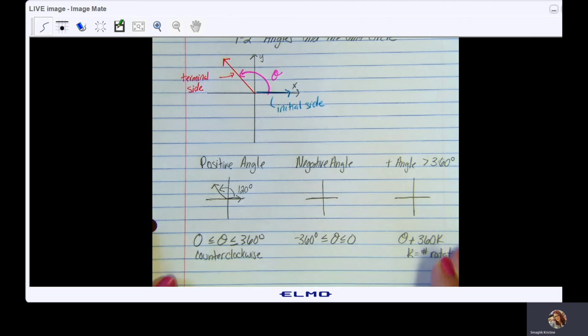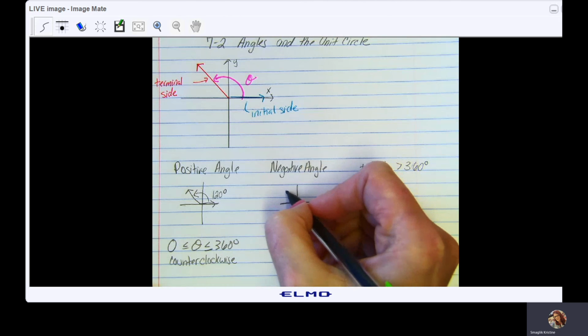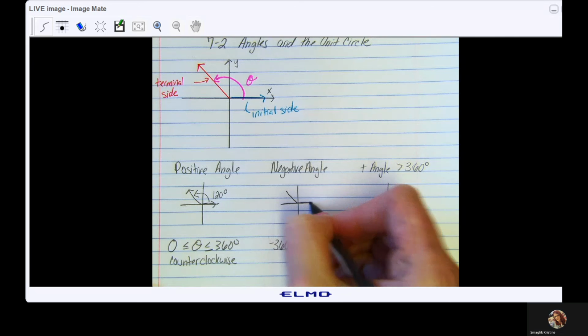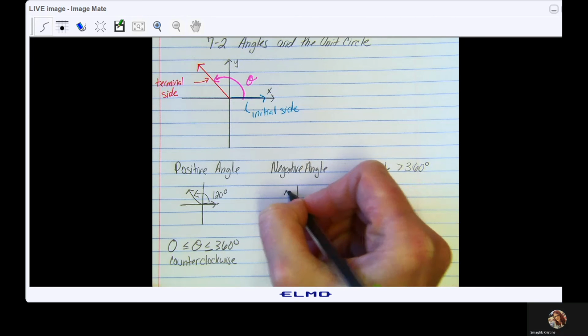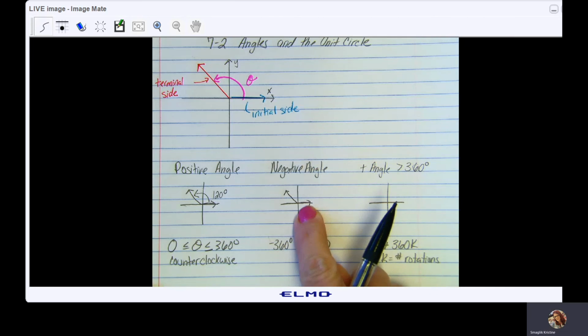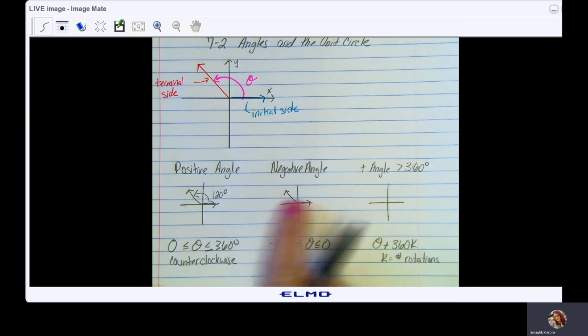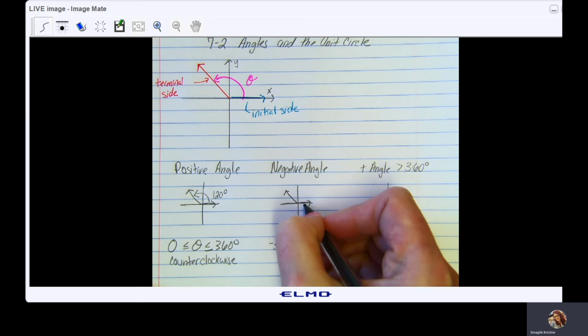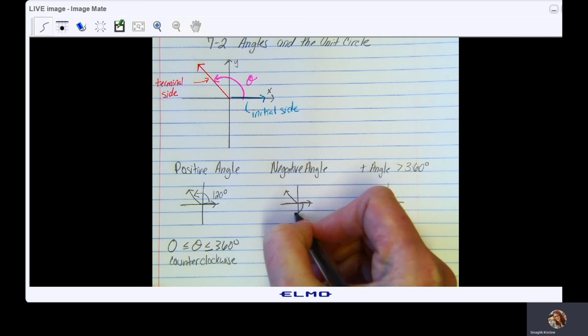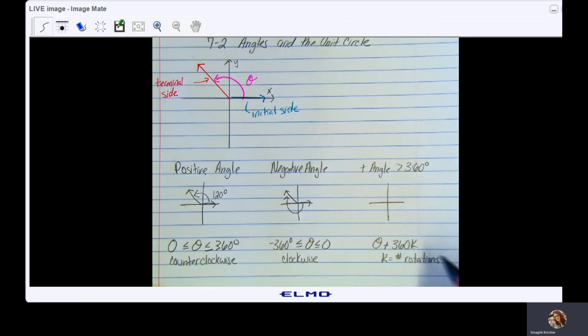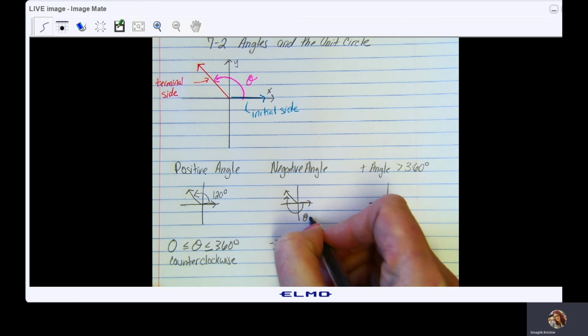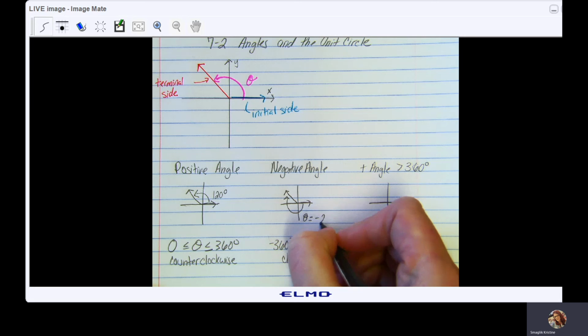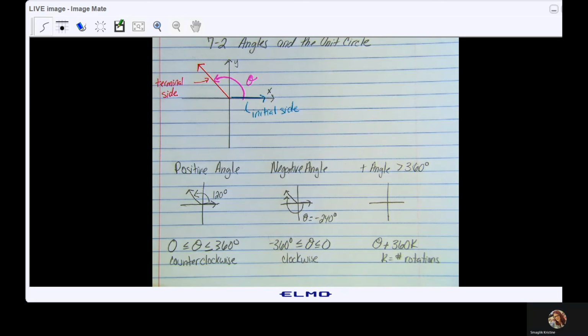Now, negative angle, let's sketch that same angle in. For a negative angle, we would start at the initial side and we would move clockwise. You always, always, always start at the initial side of the angle. So for a negative angle, you move clockwise. So I'd be coming from here, the initial side, to here. And in this instance, theta would equal negative 240 degrees.